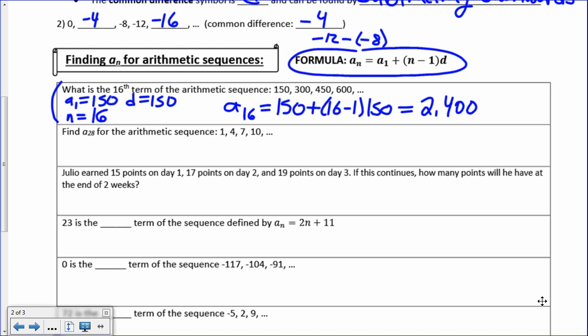Right, that's how you use the formula. They will give you everything you need in the problem. You just have to find it. Alright, this one's just like it. What do I know? Everything.